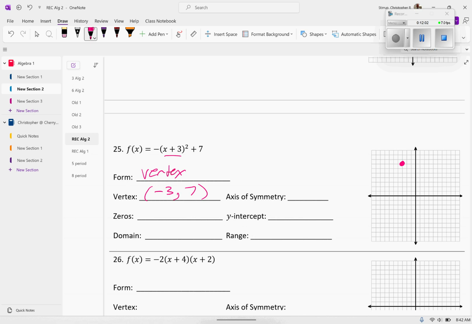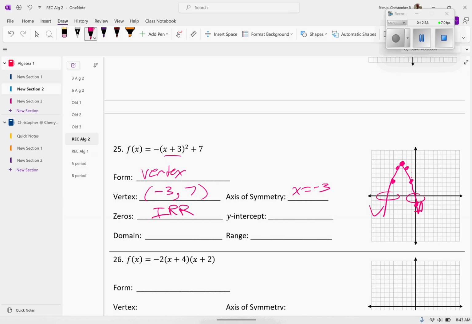If we pattern graph, right one down 1, left one down 1, right one down 3, left one down 3, so on and so forth. Okay, if I go right one down 5, 3, 4, 5, and left one down 5. So you notice I got the y-intercept. So the axis of symmetry is going to be x equals negative 3. Our zeros, they do exist, but they happen to be irrational.